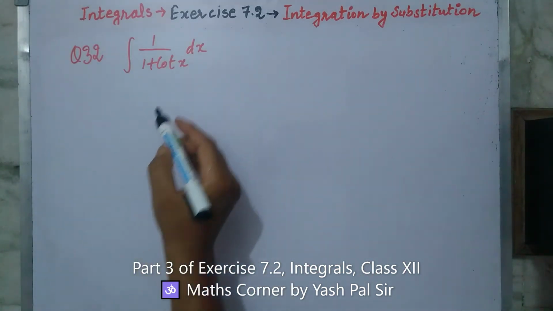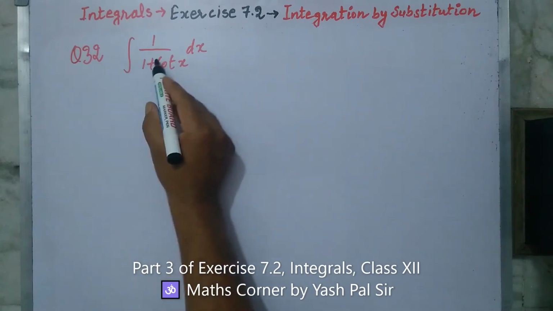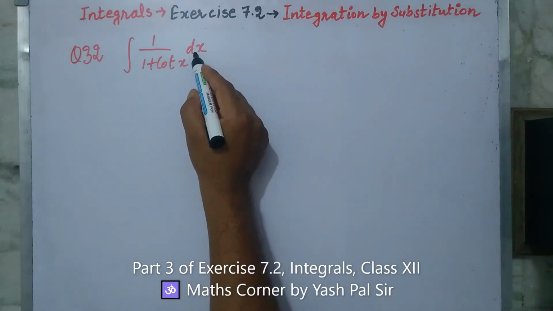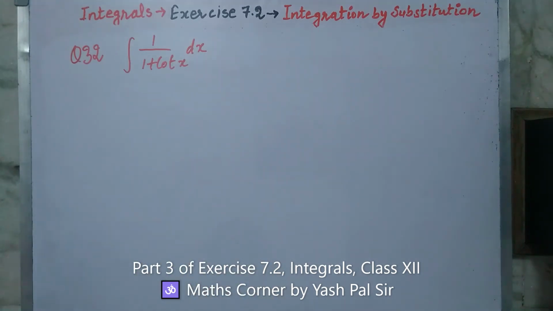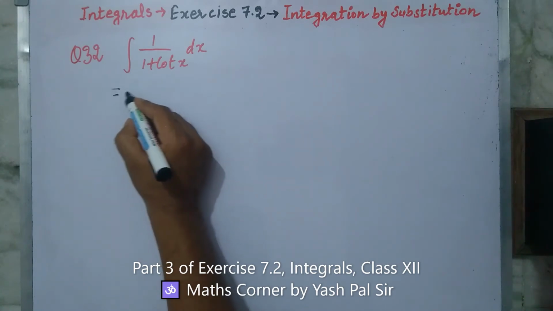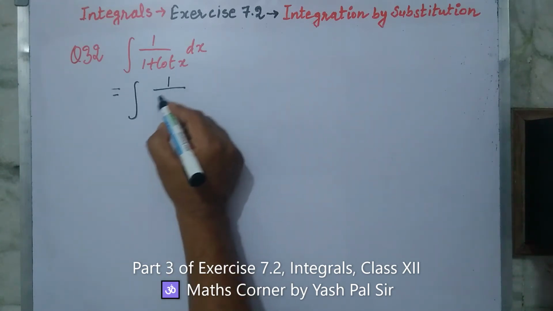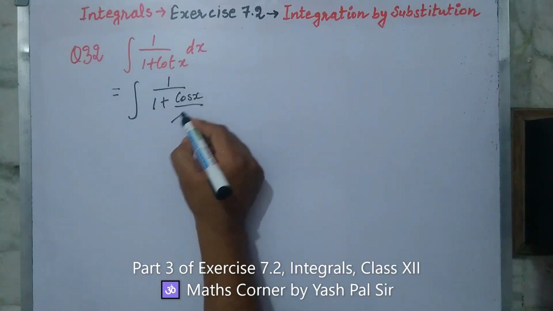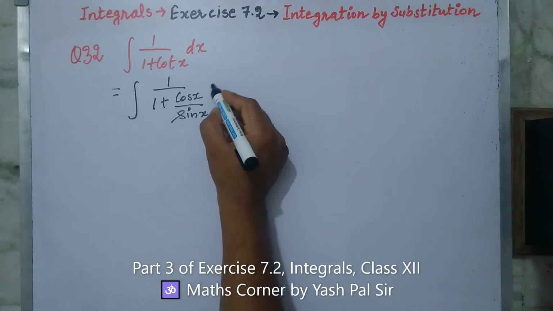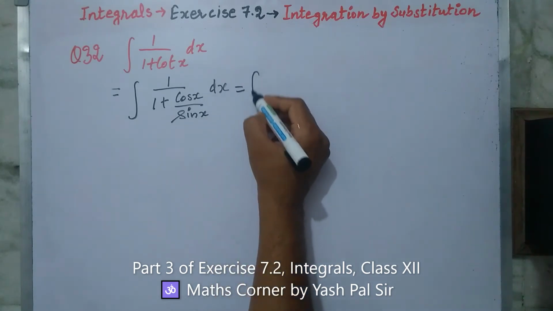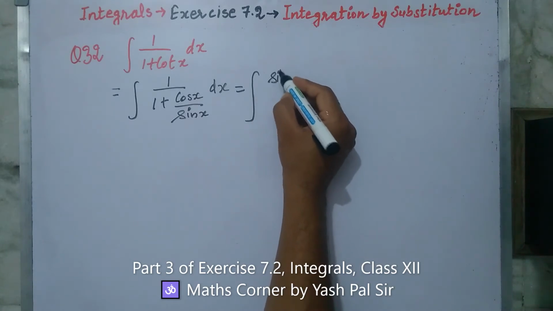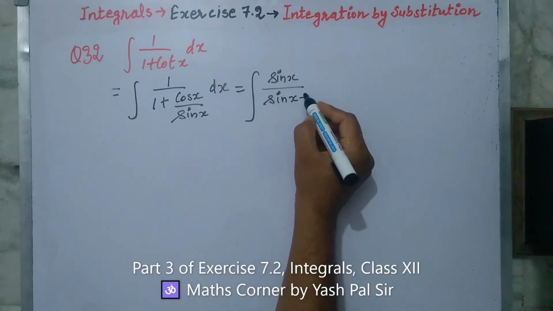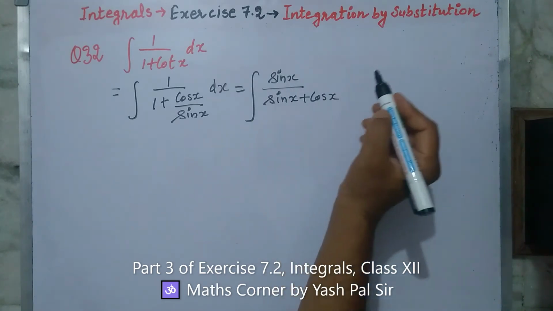Our next question is question number 32. Here we have integral of 1 upon 1 plus cotangent x dx. So how to solve the question? This is equal to 1 upon 1 plus cotangent x, meaning cos x upon sin x, dx. So this is equal to sin x divided by sin x plus cos x.